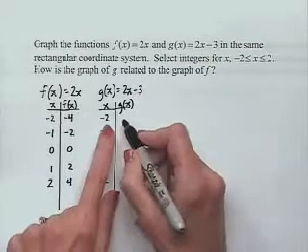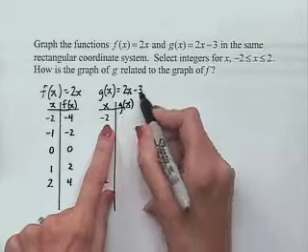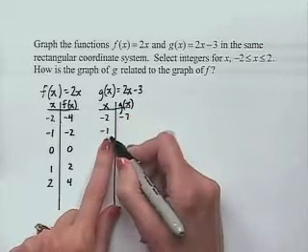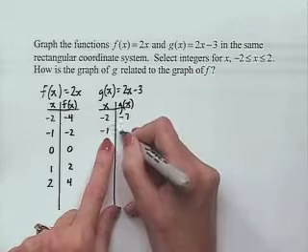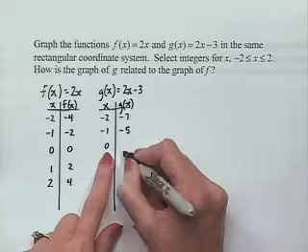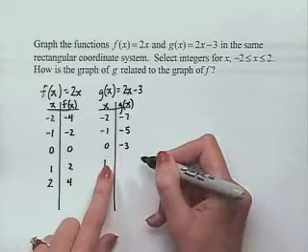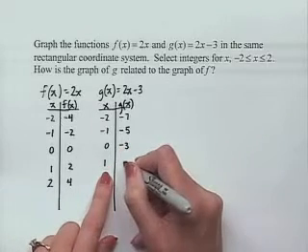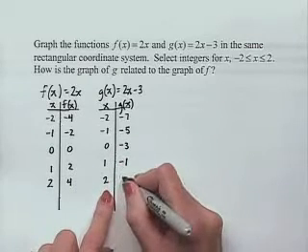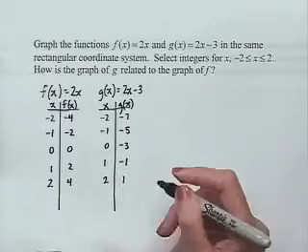So we'll double negative 2 to give us negative 4, subtract 3 to give us negative 7. Double negative 1 to give us negative 2, subtract 3 to give us negative 5. Double 0, which is 0, subtract 3 is negative 3. 1 times 2 is 2, subtract 3, negative 1. And 2 times 2 is 4, and subtracting 3 gives us back a value of 1.